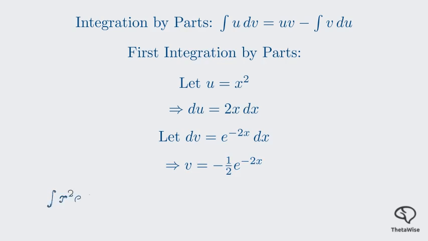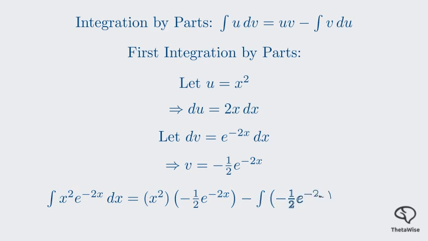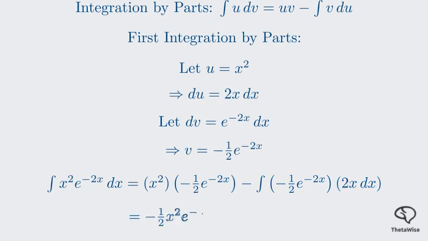So, the integral of x squared e to the negative 2x equals u times v, which is x squared times negative 1/2 e to the negative 2x, minus the integral of v du, which is the integral of negative 1/2 e to the negative 2x times 2x dx. Simplifying, the first term is negative 1/2 x squared e to the negative 2x. In the integral, the 2 in the du term and the negative 1/2 in the v term cancel, and the two negatives multiply to make a positive. This leaves us with a new integral: the integral of x e to the negative 2x dx.